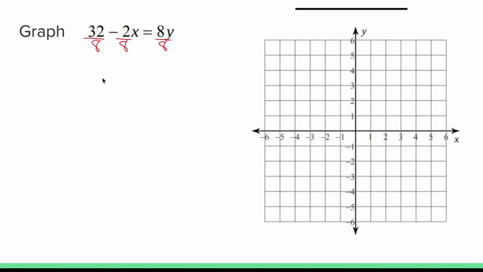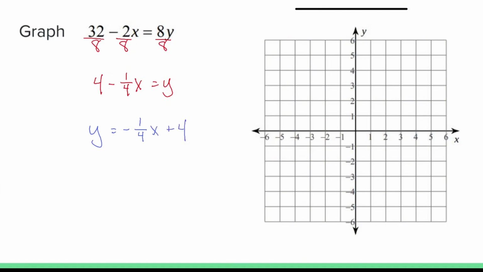So 32 over 8 is 4. Negative 2 over 8 simplifies to negative 1/4, so negative 1/4 x equals y. Now, I hate the way that looks. Y is all by itself, so why don't I write out y over here? And that's going to equal, in order, negative 1/4 x plus positive 4.